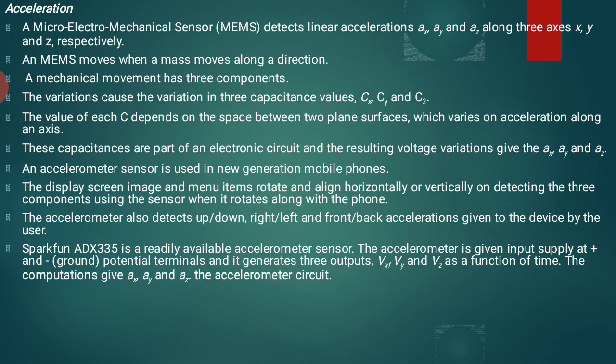The accelerometer is given input supply at positive and negative potential terminals and it generates 3 outputs, that is voltage X, voltage Y and voltage Z as a function of time. Based on the time and the functionality of our axes, it generates the variations. The computation gives AX, AY and AZ. Based on the computation, it provides the accelerometer direction of the AX, AY and AZ components in your accelerometer circuit.